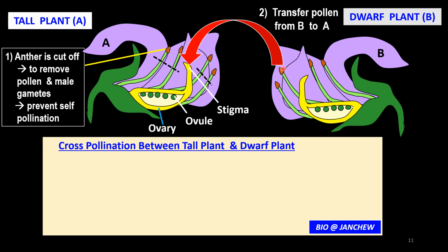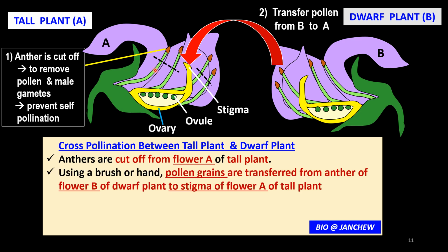Or it could be the other way around. Pollen grains come from plant A, but it's placed on the stigma of plant B. But we take this case. Let the pollen grains come from dwarf plant B. So first of all, stamens with anthers are cut off from flower A of tall plant. Next, by using a brush or hand, Mendel used his hand, the pollen grains are transferred from the anther of flower B here to the stigma of flower A, of tall plant.